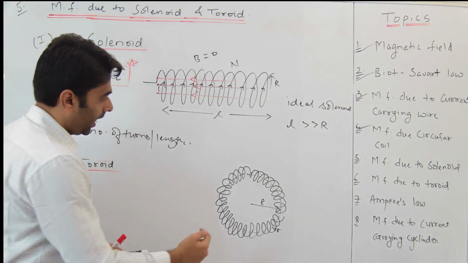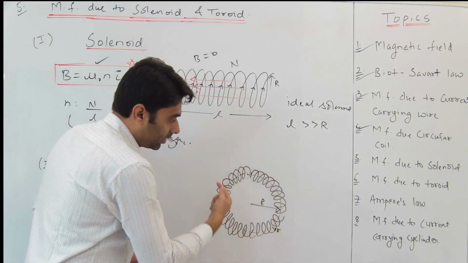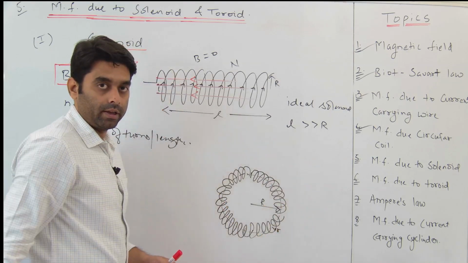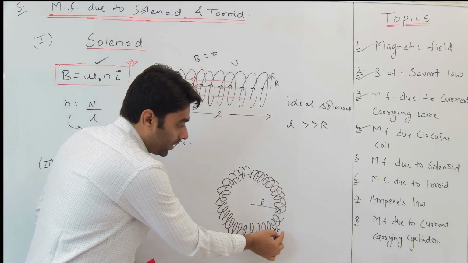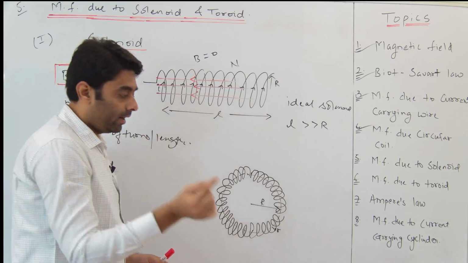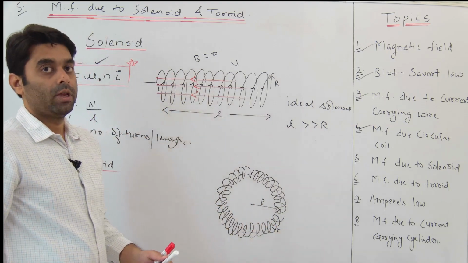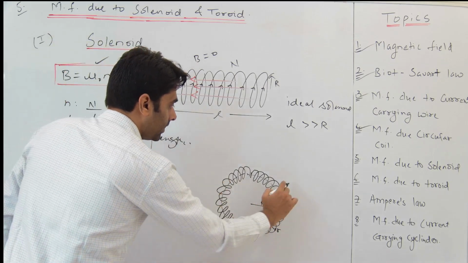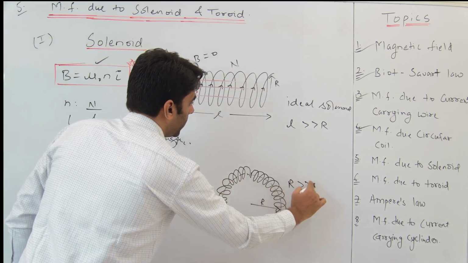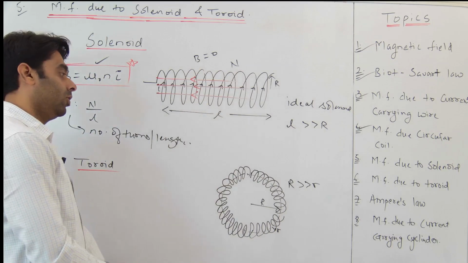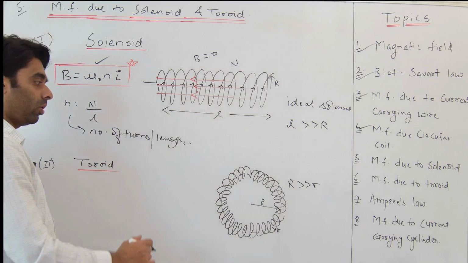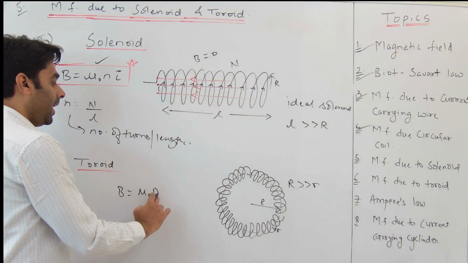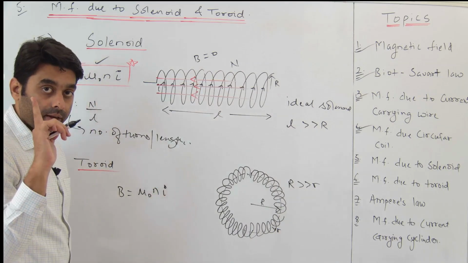What is a toroid? As you can see, the coils are turned such that the radius of this complete circular turn is capital R. The radius of the coils is your small r. Here we consider the situation that capital R is very large as compared to small r. So the magnetic field due to toroid is given as B is equal to mu naught Ni. Same result I am writing, but there is a difference.